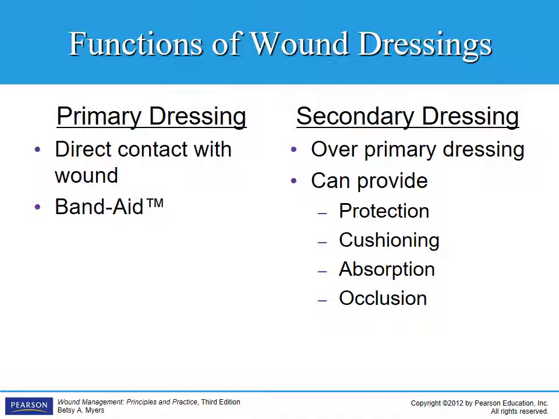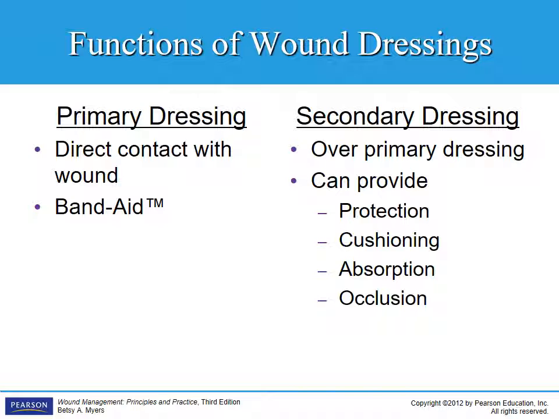All right. Some more functions of the wound dressing. A primary dressing is any dressing that has direct contact with the wound. An example of that is a Band-Aid. Any dressing, usually a 4x4 or a gauze pad or a Telfa pad, which is a kind of gauze that's coated so it won't stick to the wound. All of those are considered primary dressings.